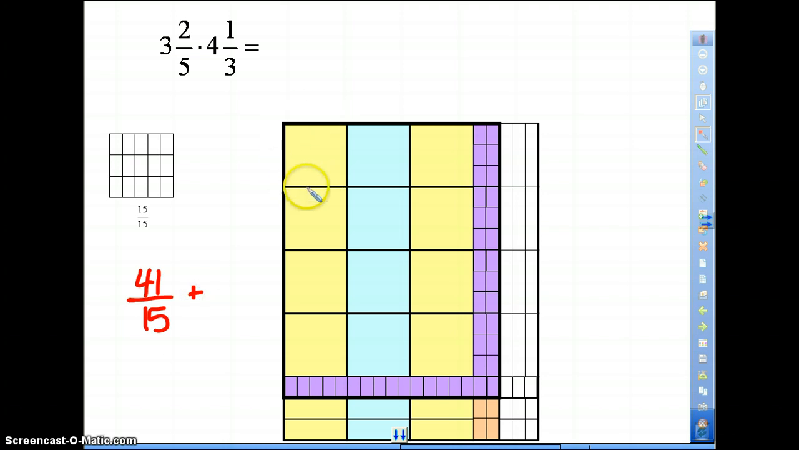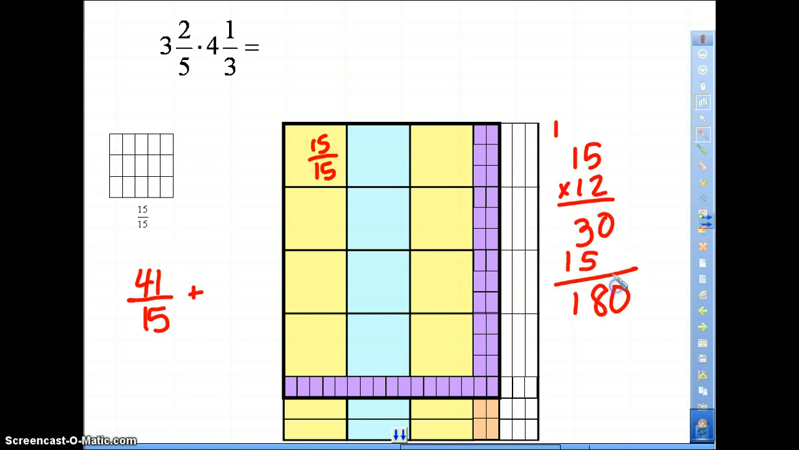Plus, how many 15ths in the center? If each one of these guys represents 15 15ths, I want you to tell me how many 15ths are represented by those 12 squares. I'll pause the video. Have you got figured out how many 15ths are in the center here? Did you come up with 180 15ths in the center here?